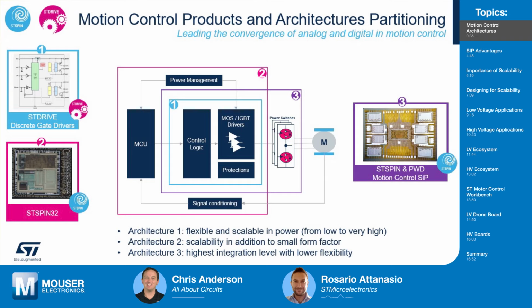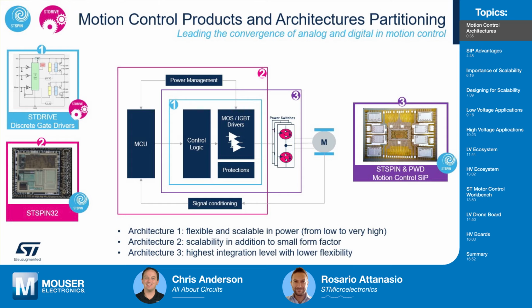This type of solution is very flexible and can be easily scaled in power from low to very high. There are also some limitations. The main one is that the number of components in the bill of material is quite high. And the second one is the space that all these components require on the PCB is quite big. So there is actually a better solution which is shown by architecture number two, the one in the red box.